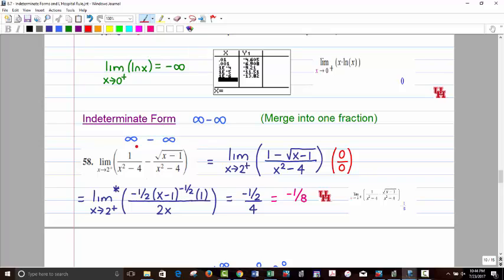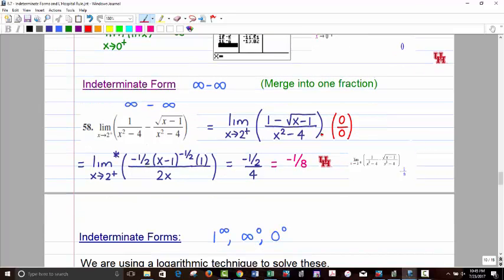Both of these would be infinity results separately. But okay, this one's nice because it already has a common denominator for us. So I merged it into one fraction without any work because it's the same denominator. That's definitely 0 over 0. If you put 2 in there, you get 0 on top. You put 2, you get 0 on bottom.